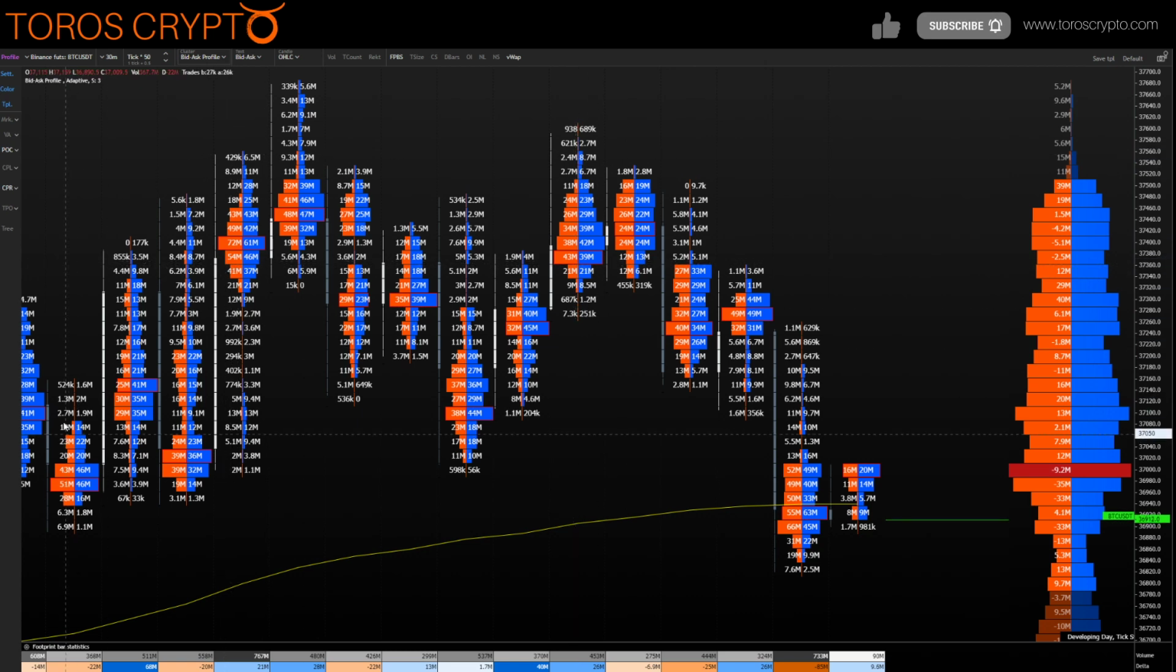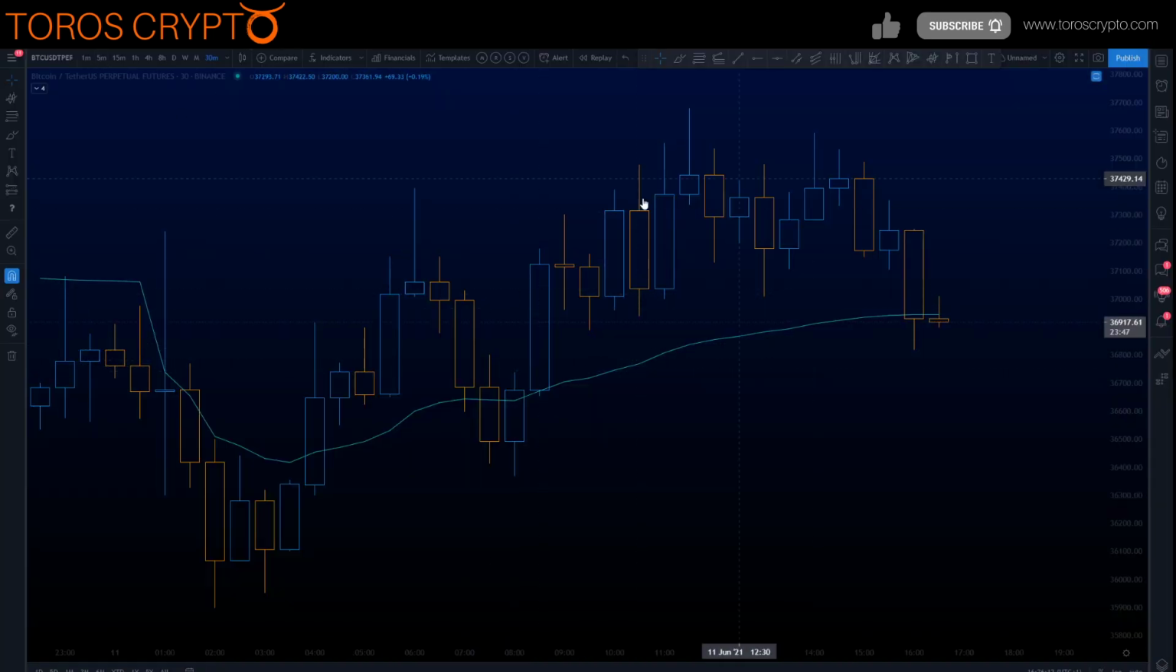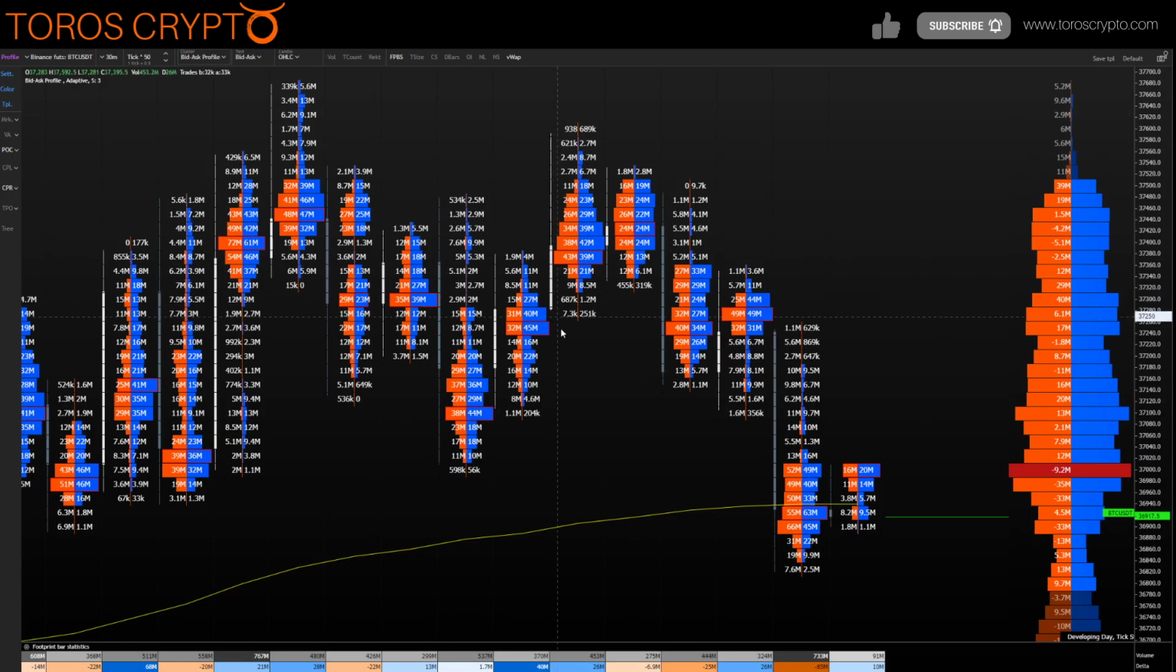So that just shows you basically this. It's the same thing, but just on the left hand side of the chart. Now what you have within that is the really important information, and what you are seeing here is just a standard bid ask profile.